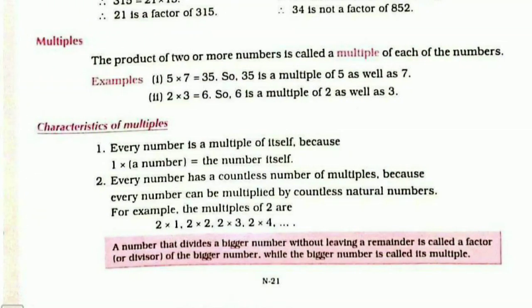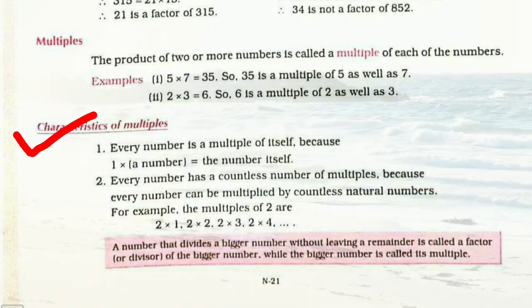Now, what are multiples? The product of two or more numbers is called a multiple of each of the numbers. Example, 5 multiplied by 7 equals 35. So 35 is a multiple of 5 and 7 as well. Now, the characteristics of multiples. Every number is a multiple of itself. Every number has countless, meaning infinite, multiples. And a number that divides a bigger number without leaving a remainder is called a factor of the bigger number, while the bigger number is called the multiple.